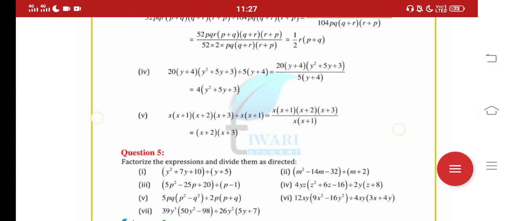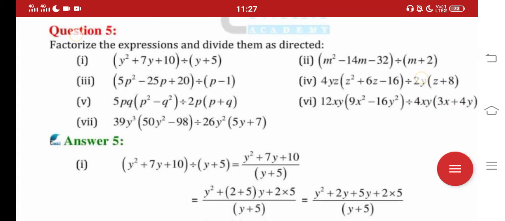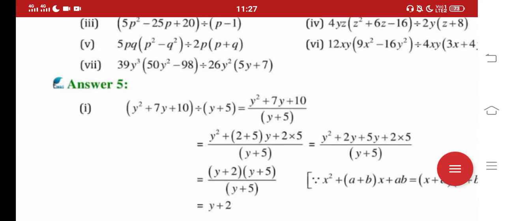Now what is given in question number 5? Factorize the following expression and divide them as directed. So see how we can divide this. Here it is written y² plus 7y plus 10 divided by y plus 5. Now what we have to do? This is the whole term given and we have to split its middle term. So 7 can be written as 5 plus 2, and when you multiply 5 into 2 you get 10. So here we can write 7 as 2 plus 5, and here we can write 10 as 2 into 5.